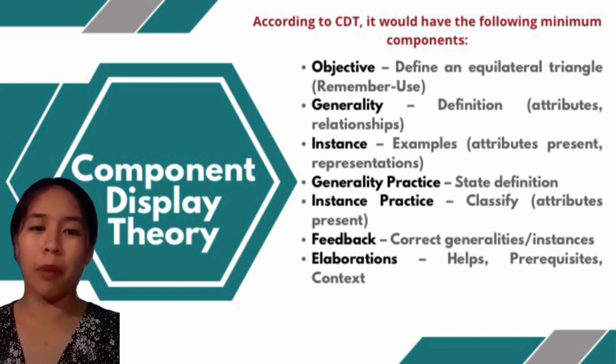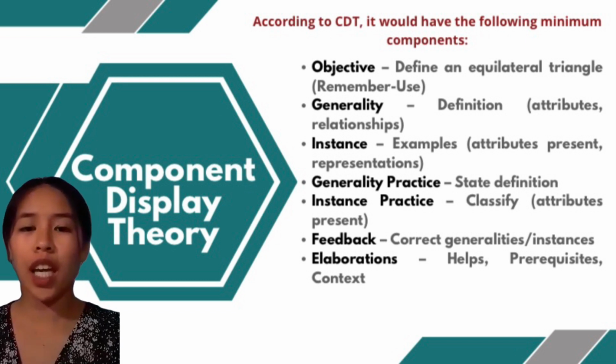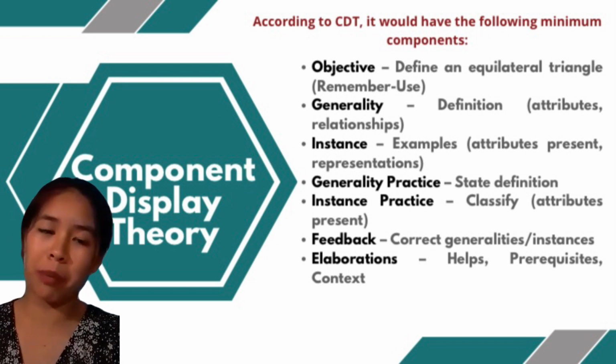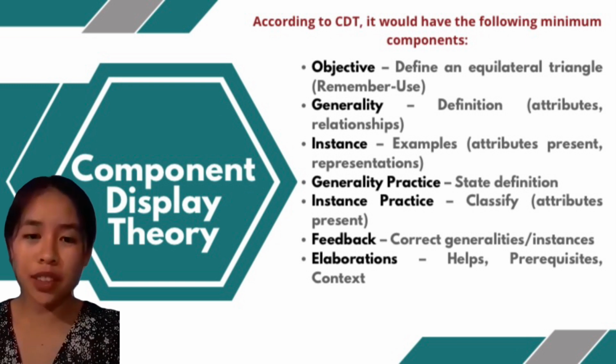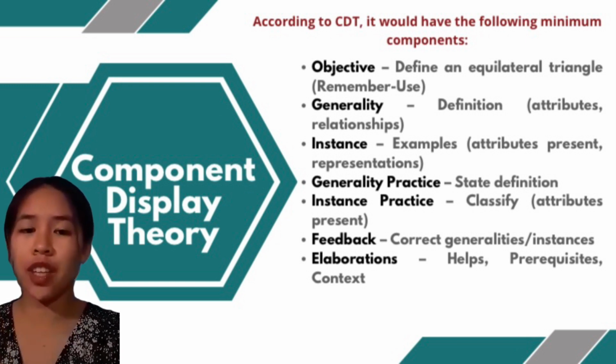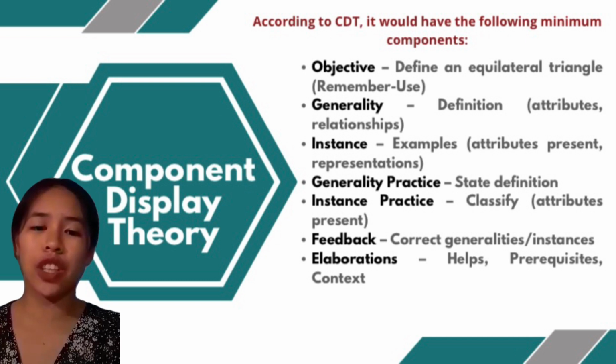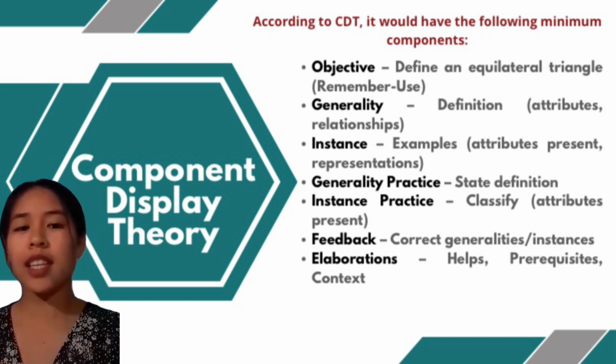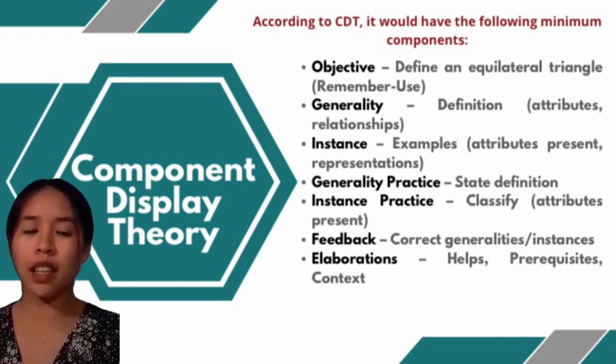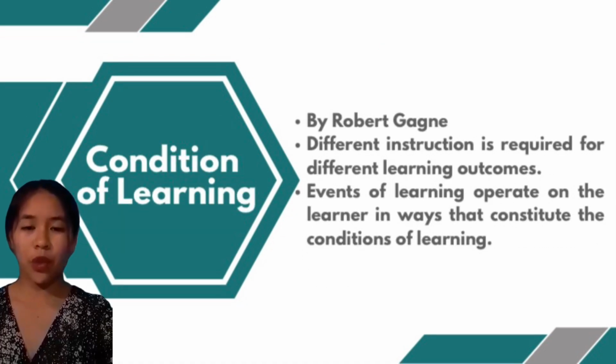And also, according to this theory, the component display theory, it would have the following minimum components: the objectives, generality, instance, generality, practice, instance, practice, feedback, and elaborations. Next one is conditions of learning.